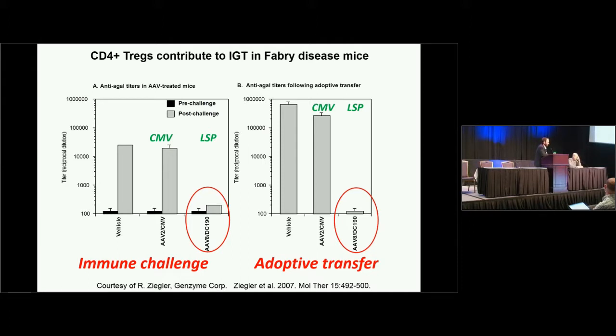Then the adoptive transfer experiment: recipients that received the splenocytes, the CD4 positive T cells from mice that were previously treated with the CMV promoter-containing vector did form antibodies, whereas those that received the splenocytes from the mouse treated with the LSP containing vector didn't form antibodies, demonstrating immune tolerance with the LSP containing vector.